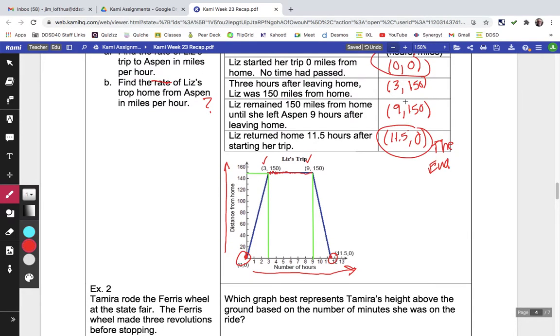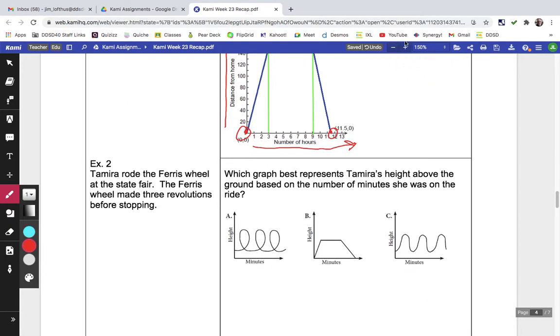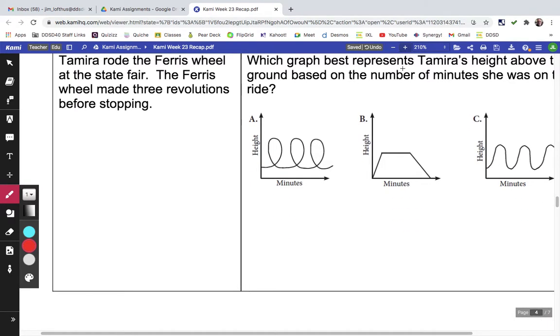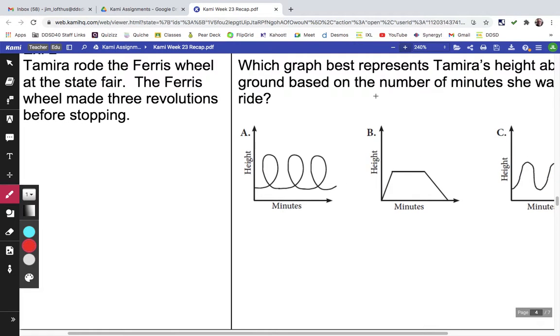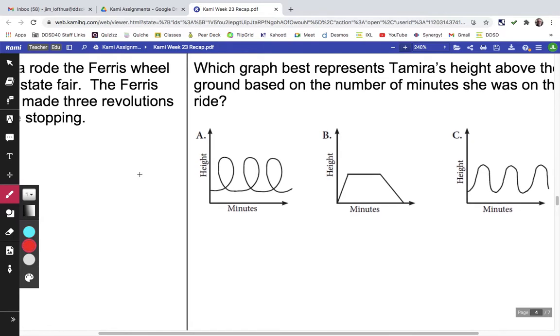Next, we looked at Tamira riding a Ferris wheel. And again, I'm going to zoom way in. And one thing we talked about was, the question is, which of these graphs would represent her height off of the ground at any particular time? And so you might want to stop the video right now and choose A, B, or C.